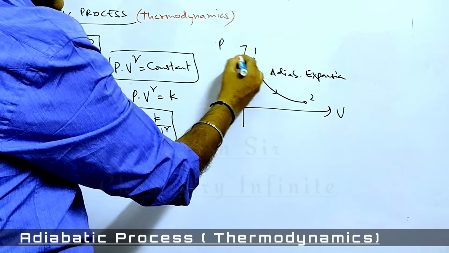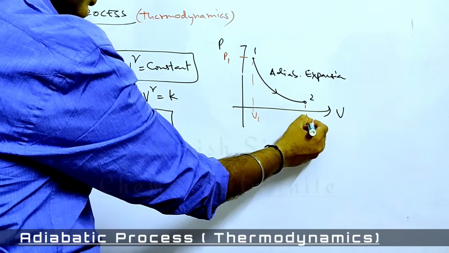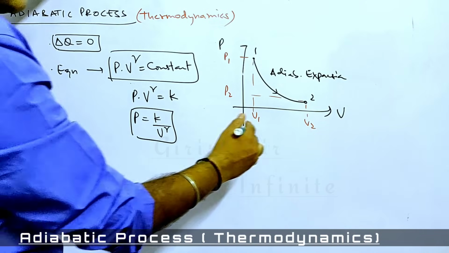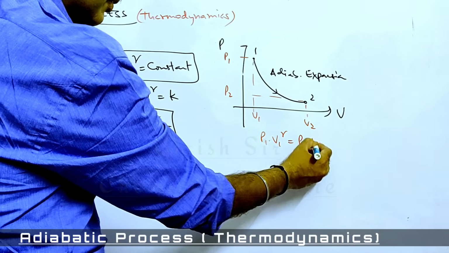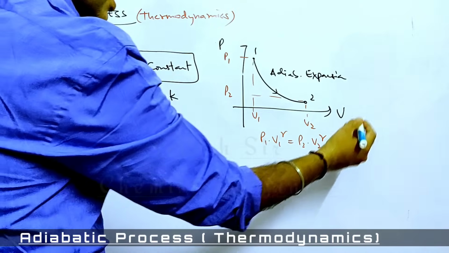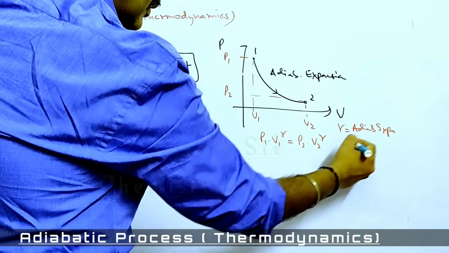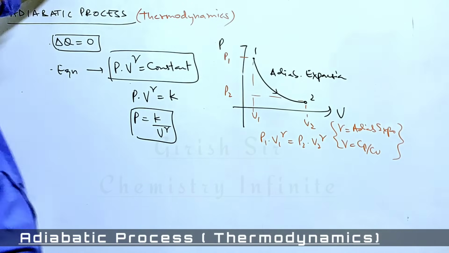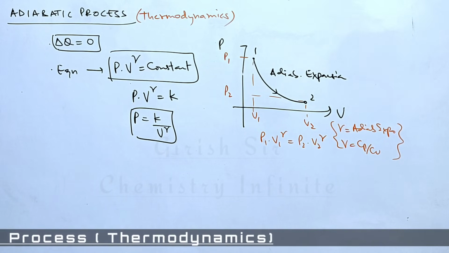In state 1, pressure will be P1 and volume will be V1. Similarly, these are the parameters in state 2, and because the process is adiabatic, P1 into V1 to the power gamma equals P2 into V2 to the power gamma. Here gamma is adiabatic exponent. Gamma equals Cp by Cv and its value depends on the type of gas taken. Okay. Now we'll try to find out work done during an adiabatic process.